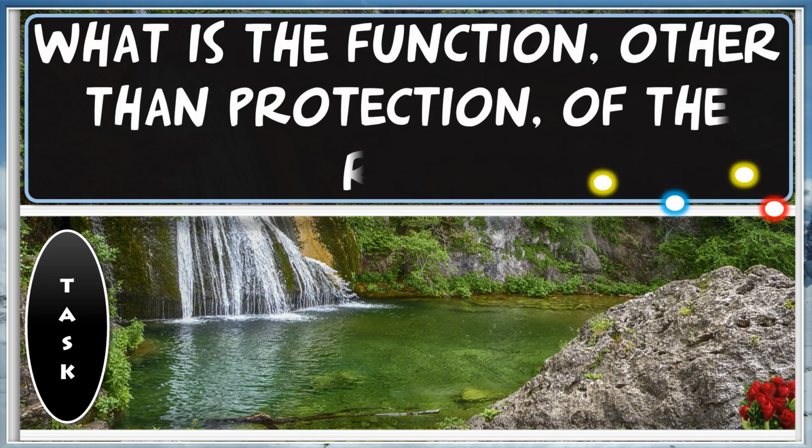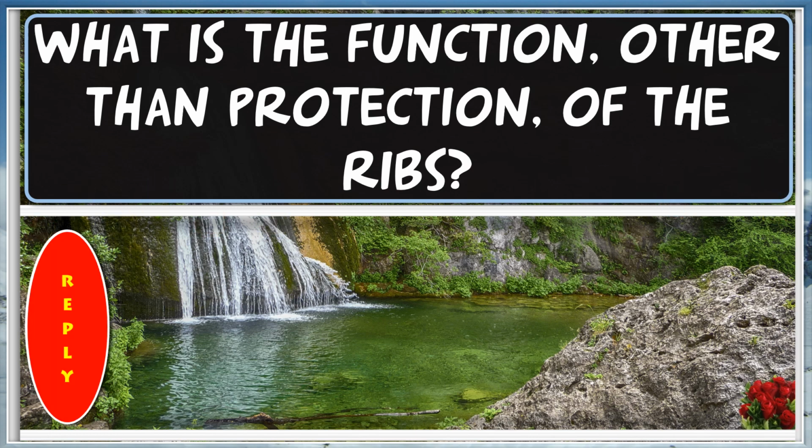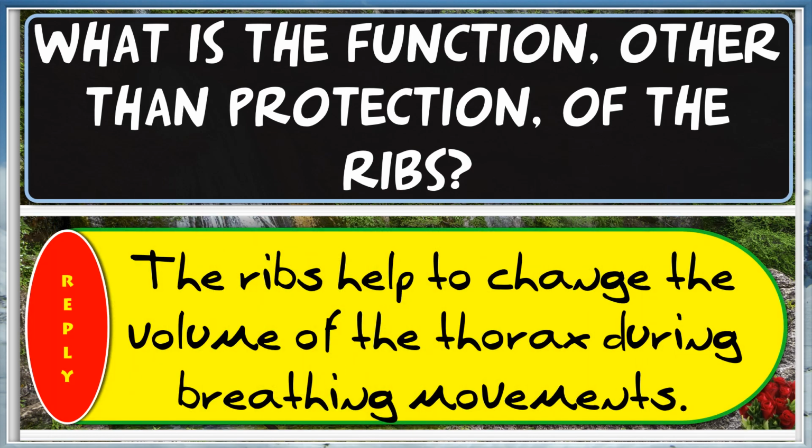What is the function other than protection of the ribs? The ribs help to change the volume of the thorax during breathing movement.